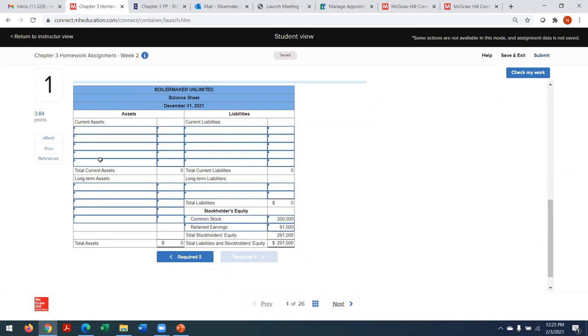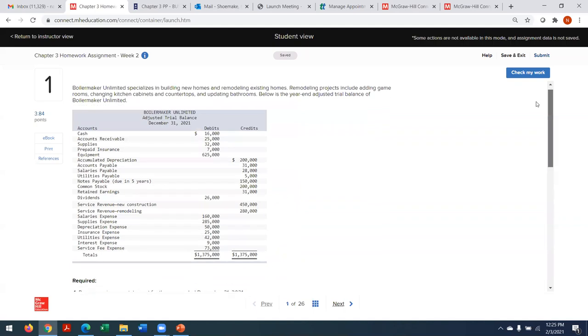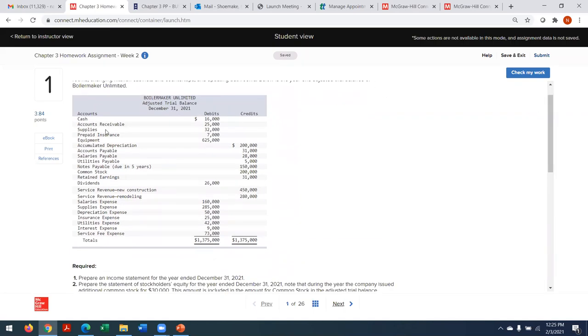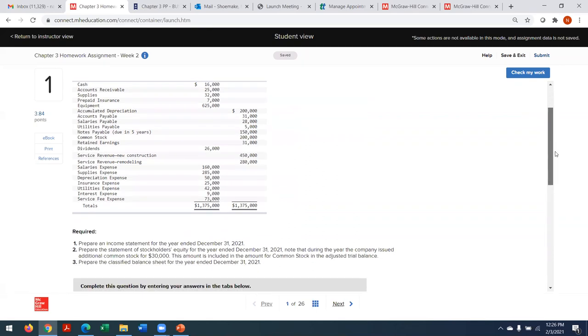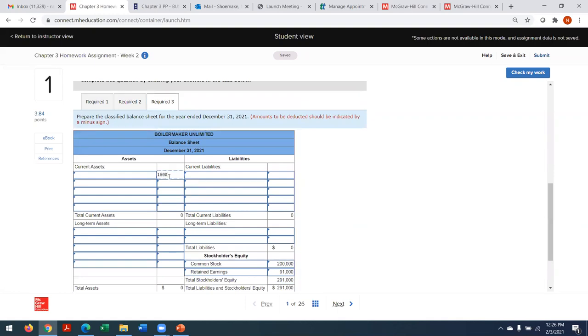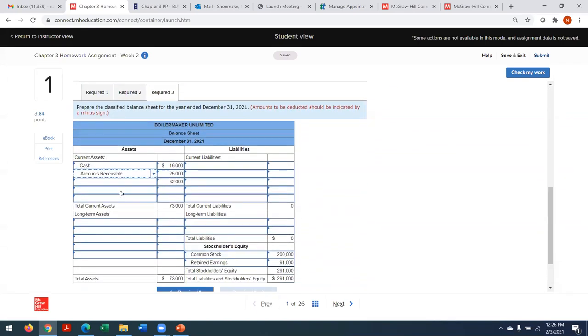Now, what we want to do, I just went ahead and plugged that in since it was fresh with us. But how do we determine our assets and our long-term assets? Well, we're going to go up here. We're always going to start with our most liquid assets, which we also know are current assets. Our cash, accounts receivable, supplies, and prepaid insurance will be our current assets. So we've got cash, we've got accounts receivable, supplies of 32, and prepaid insurance of 7,000 for our total current assets.